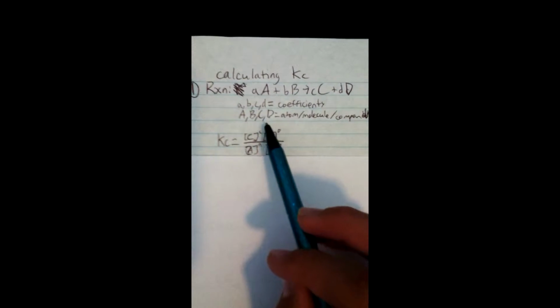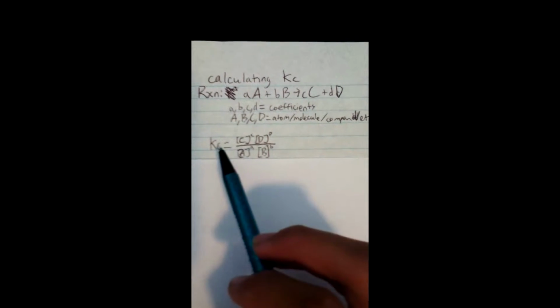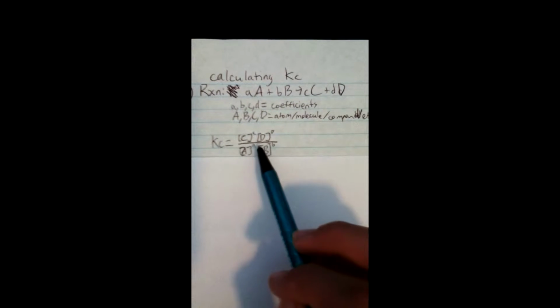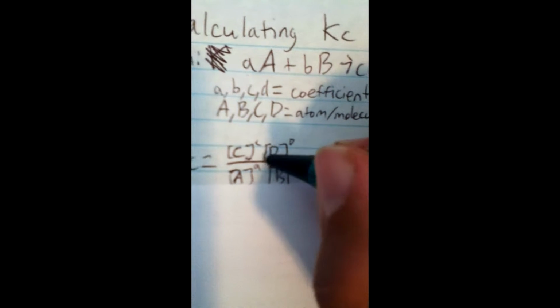Here you have Kc, and this is how you calculate it. The concentration of C raised to the power of its coefficient, same with D, then all over A raised to its coefficient, and then B raised to its coefficient. And like I said, these are all concentrations, and you can tell because there's a bracket around them rather than a parentheses. Anywhere where you see a bracket, think concentration and think Kc as the base starting point.